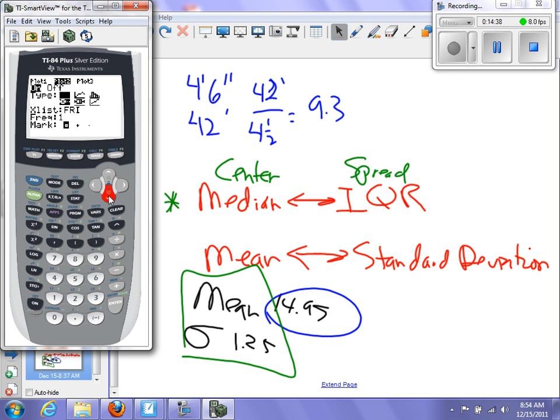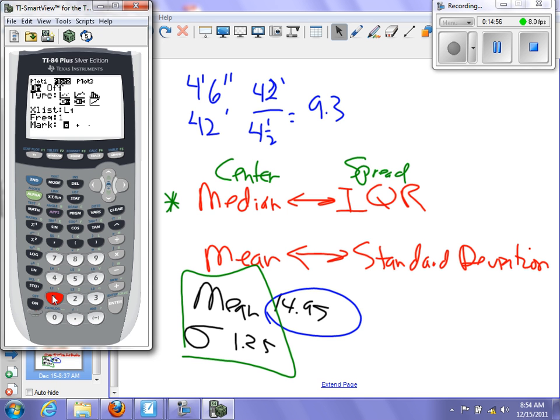So I'm going to go down here to a box plot. Got my box plot icon blinking, and I want to use the box plot with the little dots because it's going to show me outliers. Okay. So I'm going to enter that, and the list I'm going to use is L1, because that's where my data is.